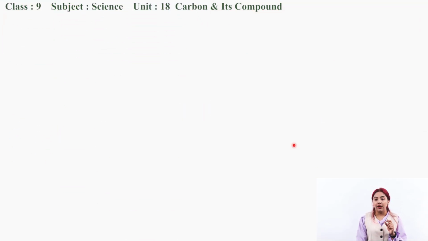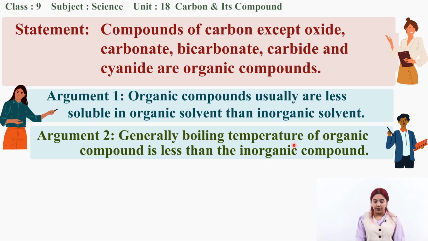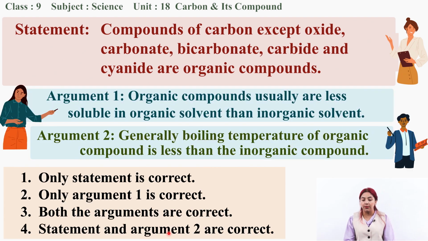Now, I have a statement and two arguments for you, and among these four options, one of them is correct. Let us study both the statement and arguments one by one and find out which is correct and which is incorrect. Now, the first statement is: compounds of carbon except oxide, carbonate, bicarbonate, carbide and cyanide are organic compounds. Is this correct? Yes, it's correct, because this was the definition of organic compounds. Now the first argument: organic compounds usually are less soluble in organic solvent than inorganic solvent. Is this correct?